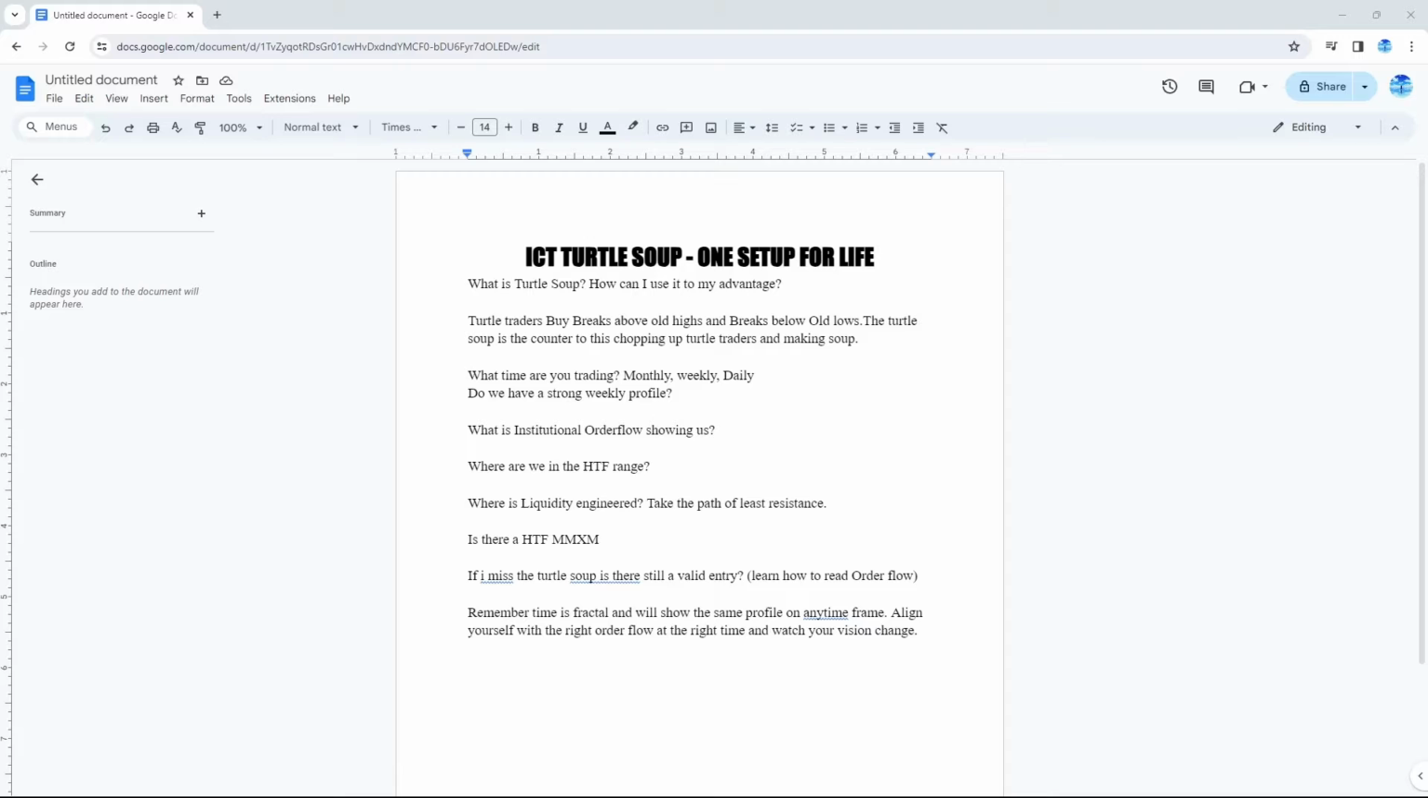Gonna get into just what the turtle soup is, how exactly I use it. We're not gonna get into how I trade it intraday, but how I almost can use weekly profiles and break it down to where I almost use it intraday, but just break it down to each daily candle.